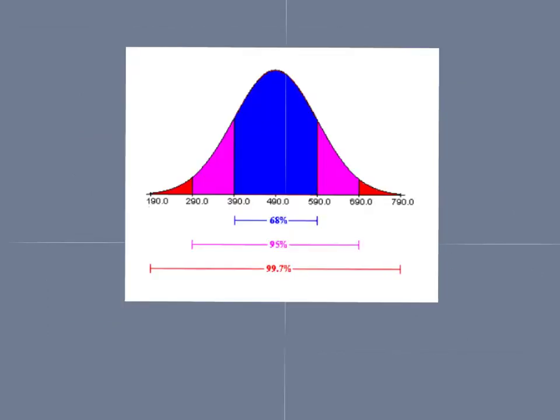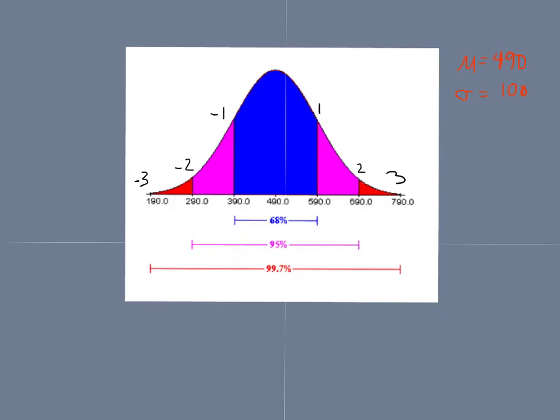Okay, for the 68-95-99 rule, I'm going to use this graphical display. Right here, our mean is 490, and our standard deviation is 100. So this is a standard deviation of -1, this one's -2, and this is a standard deviation of -3. This is +1, 2, and 3.